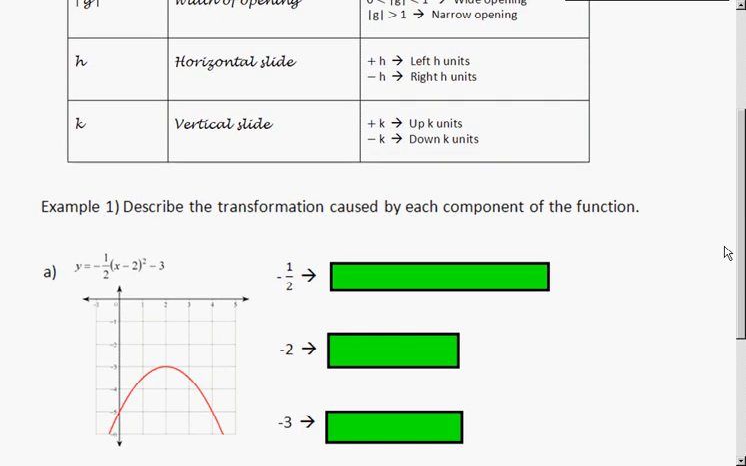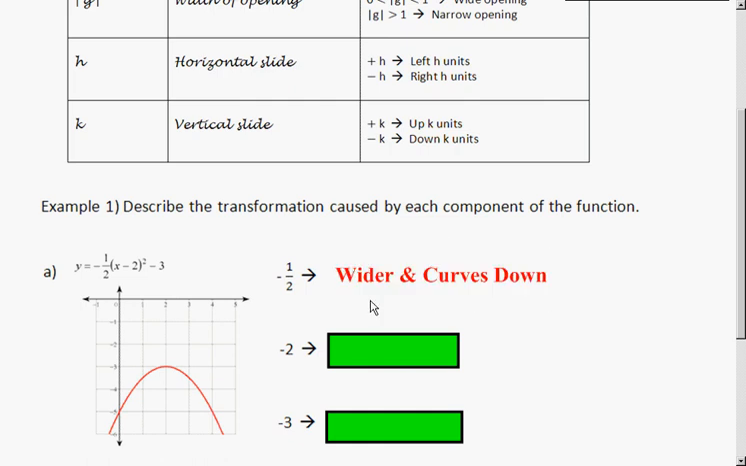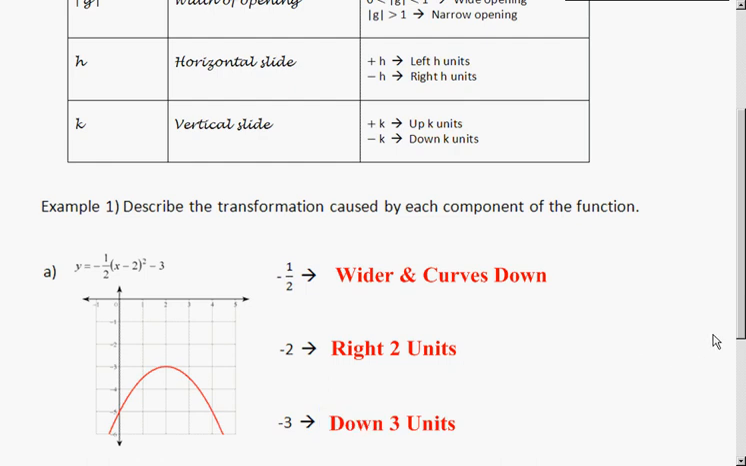Most of us are probably getting the concept now that when it is negative here, it's going to curve down. 1/2 is between 0 and 1, so your graph is going to become wider. The minus 2, well, is inside your parentheses. When you subtract 2 in parentheses, you're going to move to the right 2 units. And finally, your k value, which is subtract 3, when you subtract, well, you're going to move down, in this case, down 3 units.